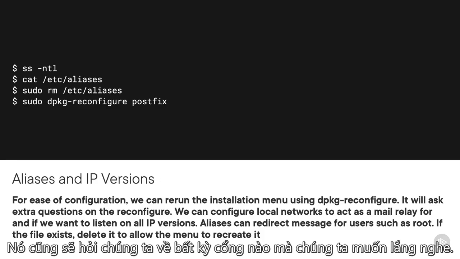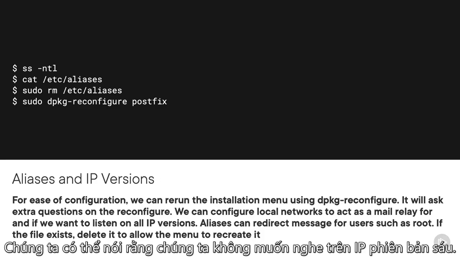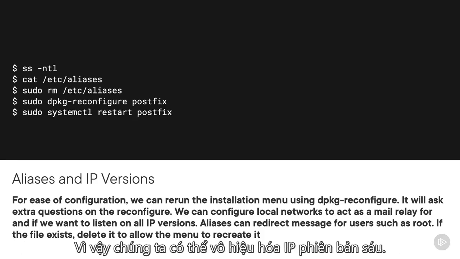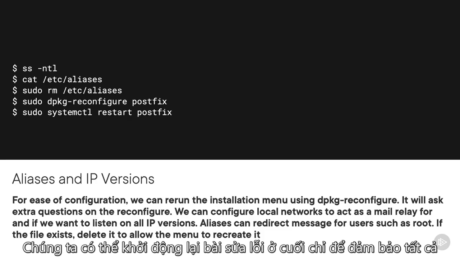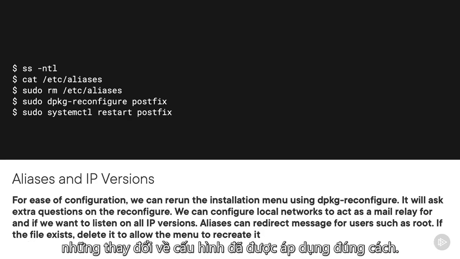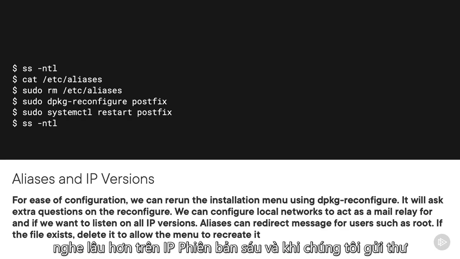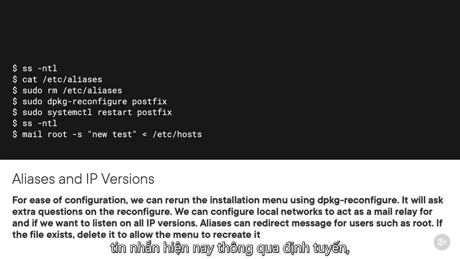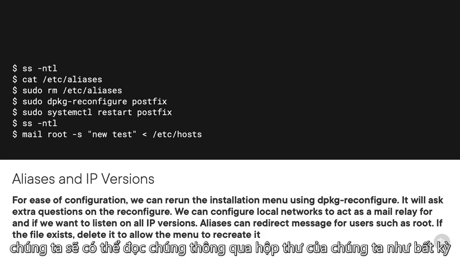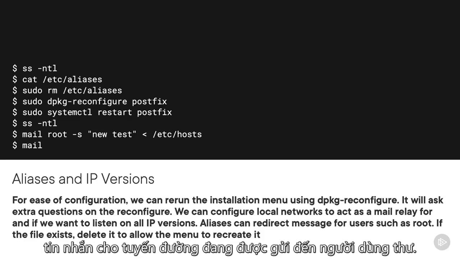It's also going to ask us about any of the ports that we want to listen on. We're going to be able to say that we don't want to be listening on IP version 6, so we can disable IP version 6. We can restart Postfix at the end just to make sure all the configuration changes have been properly applied. And then when we list our ports, we're able to see we're no longer listening on IP version 6. And when we send mail messages now through to root, we're going to be able to read them through our own mailbox, as any messages for root are being sent through to the mail user.